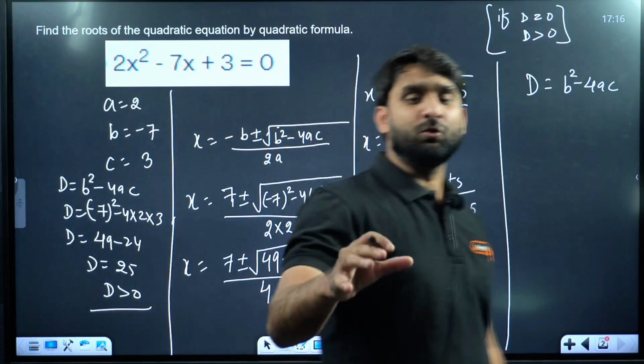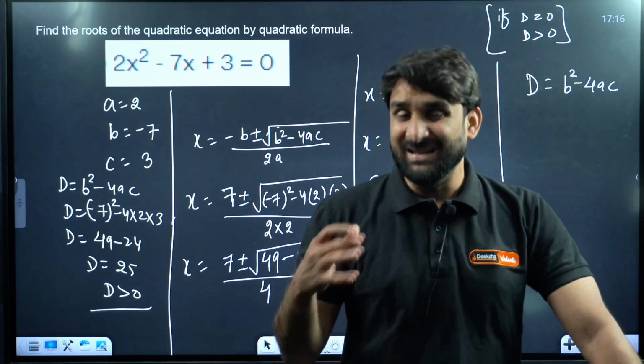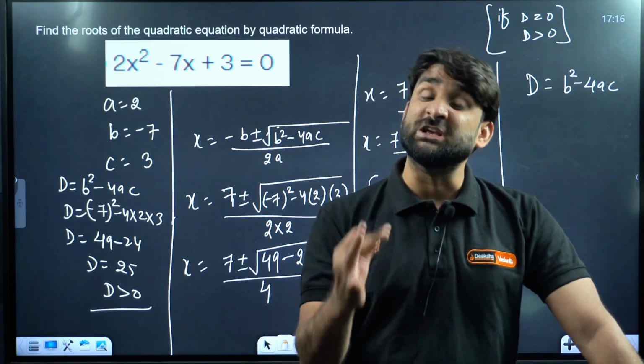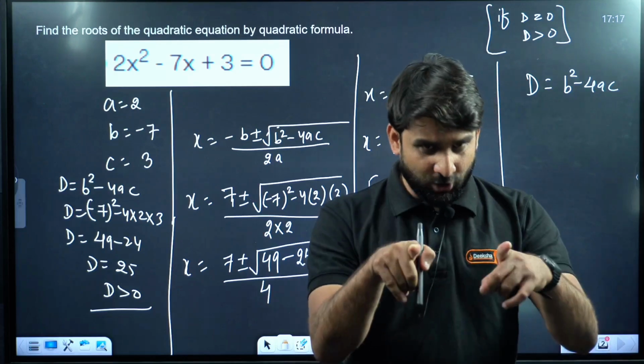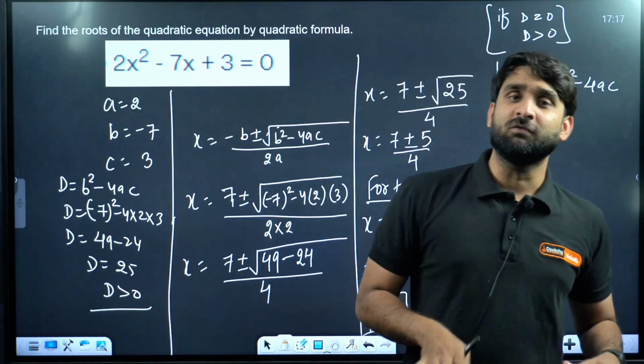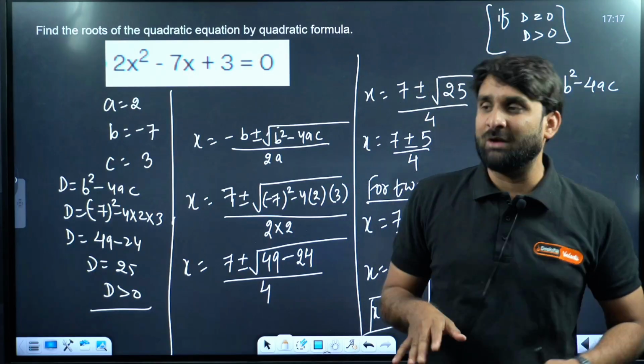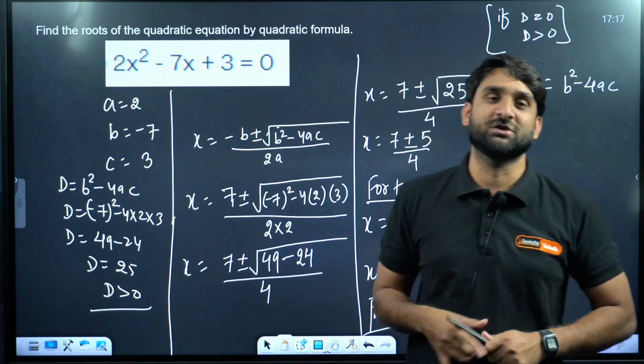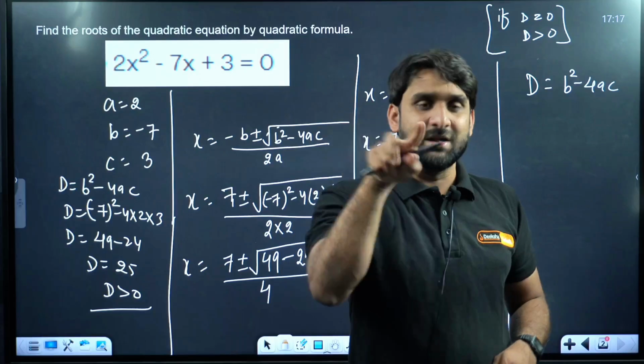So whenever you want to apply the quadratic formula, initially always make sure to check the value of d. If d is 0 or d is positive, then only you can apply the quadratic formula. If d is negative, please don't apply the quadratic formula. You cannot get the correct answer. That will be the complex situation when the under root value is negative.